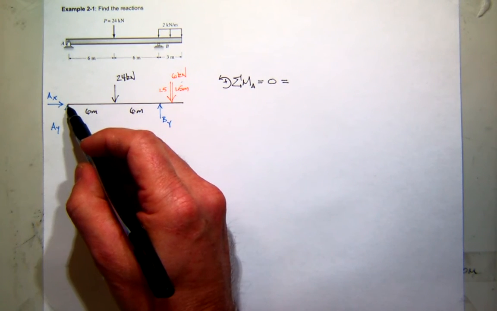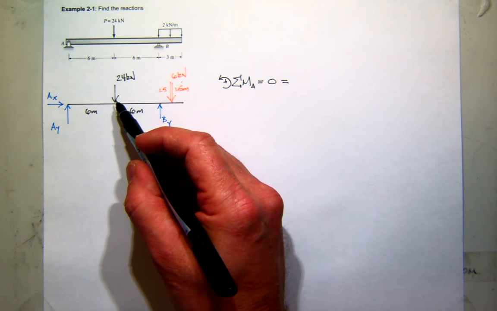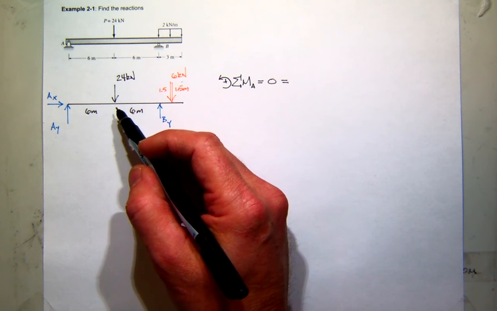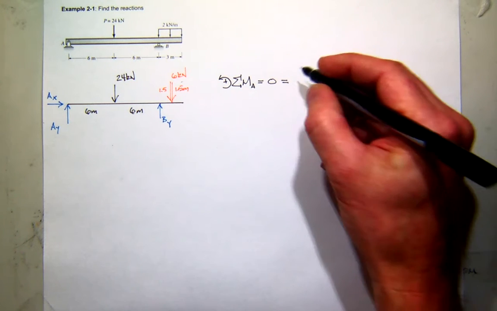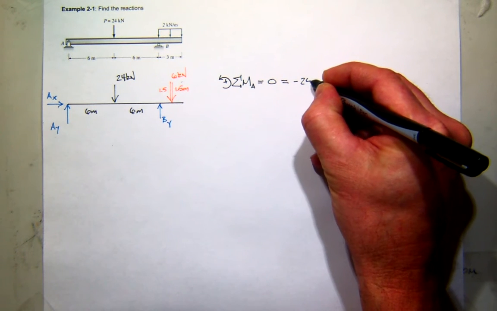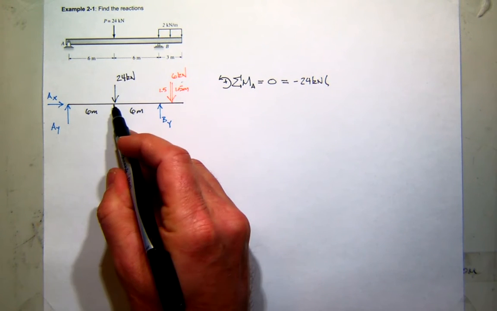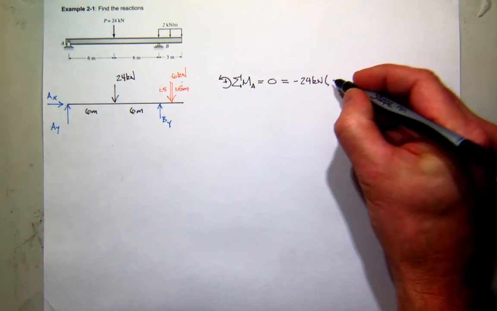So looking about A, what kind of moment does the 24 kilonewton force create about A? Positive or negative? Negative. Everybody see that? So I'll have negative 24 kilonewtons is the force. And what's the distance from A to that line of action? 6 meters.